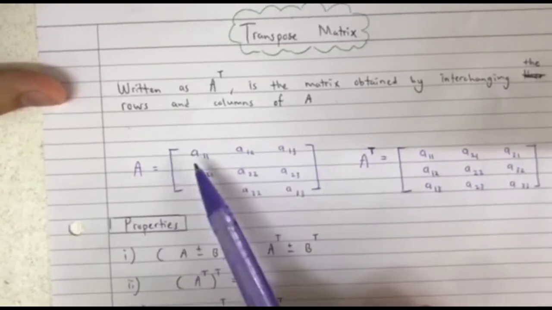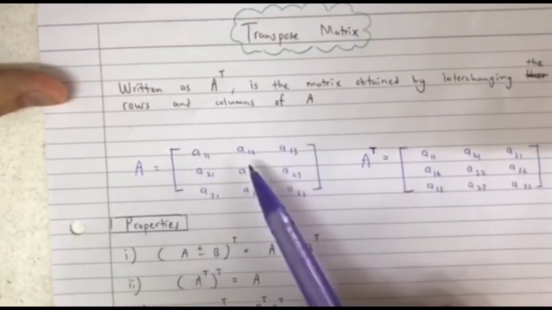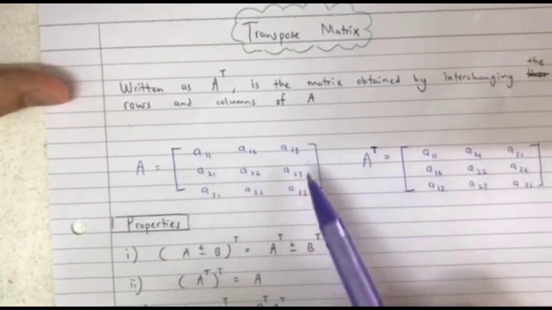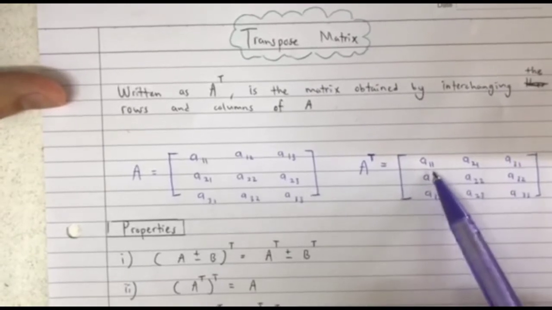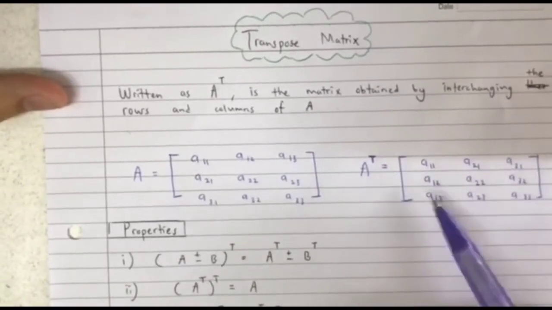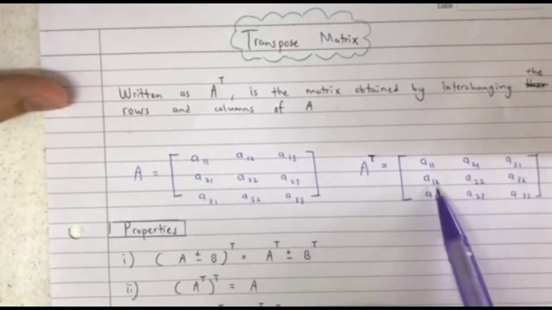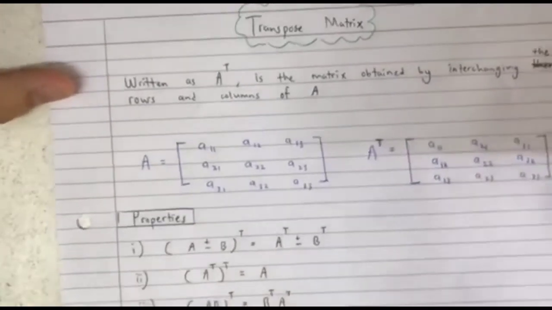Here is A. A11 equals first row and first column. A12 is first row, second column, and so on. For A transpose, if it becomes A first row and first column, we interchange the row and column. So it becomes this one, A first row, second column, and this one, A first row and third column.